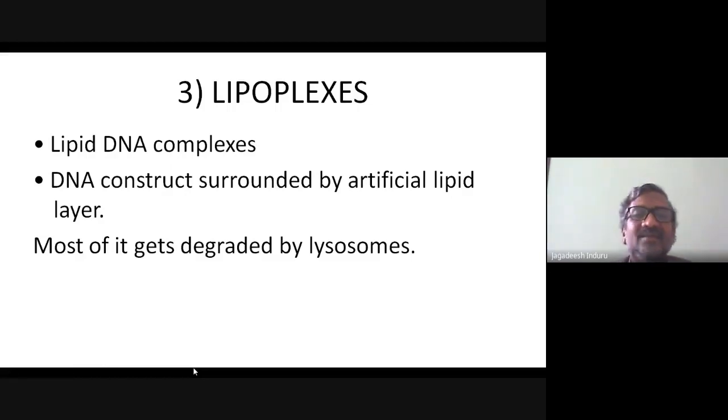But the exterior, the lipid complex, is lipophilic in nature. Being lipophilic, it will lead to engulfing of the material and cause degradation, most of it by the lysosomes. Most of it is degraded by the lysosomes present in the cell, and by phagocytosis it will be taken up and lysed, making the DNA not available.